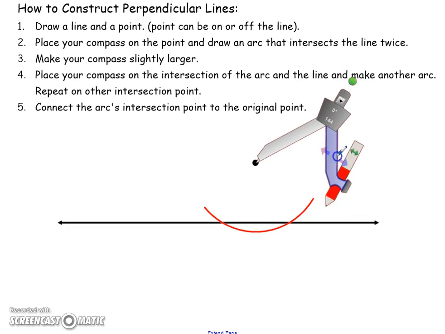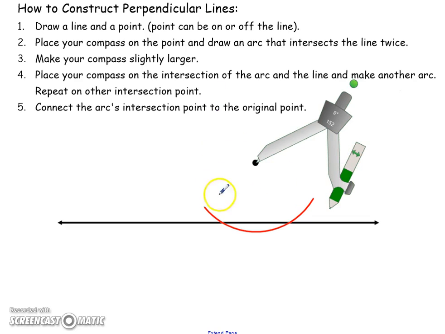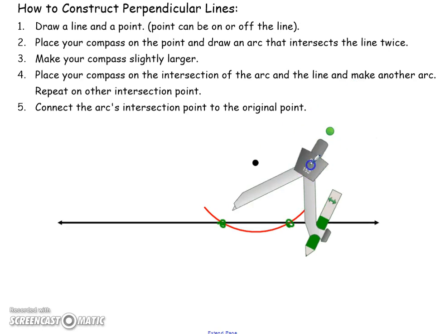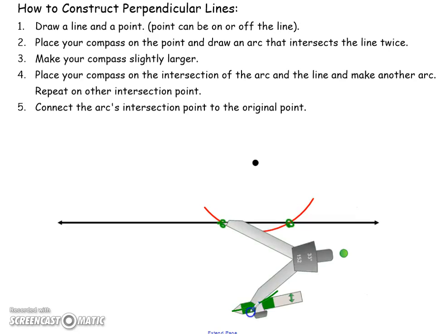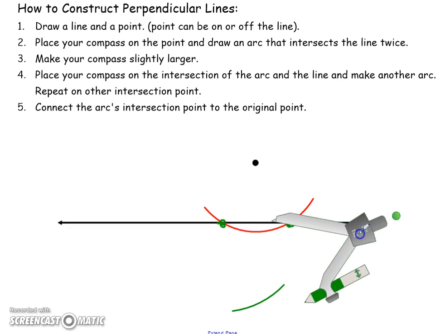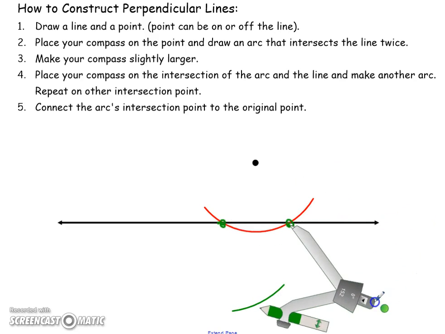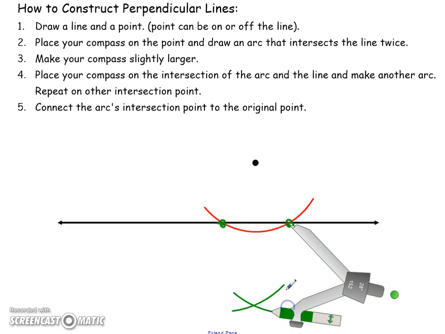I'm going to make my compass slightly bigger at this point, and I'm going to place it on the intersection points to make what I call a fishtail, which is two intersecting arcs. And where those arcs cross is where I'll connect back to my point with my straight edge. And then this would create a perpendicular line to my original line. So I put in the 90 degrees.